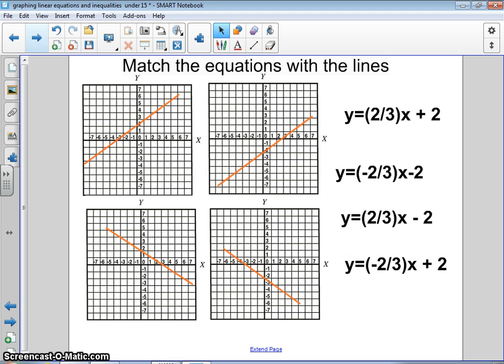The next one is for you to do. Go ahead and hit pause and then drag or identify each of these equations and match them up with the 4 graphs. Hit pause right now and give it a try.